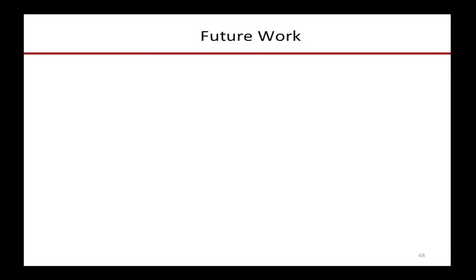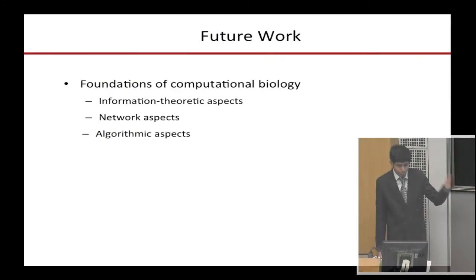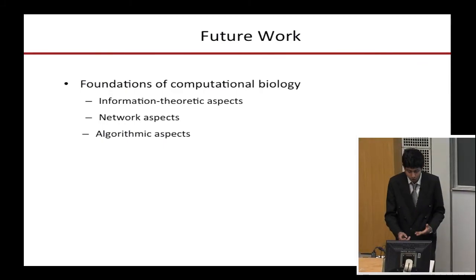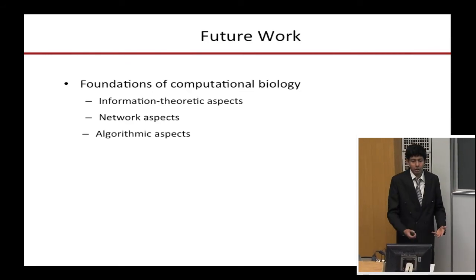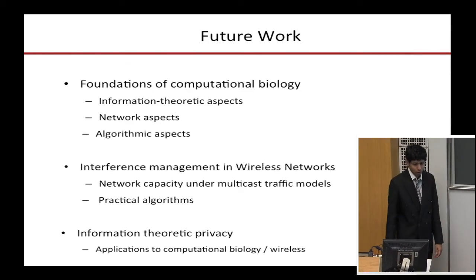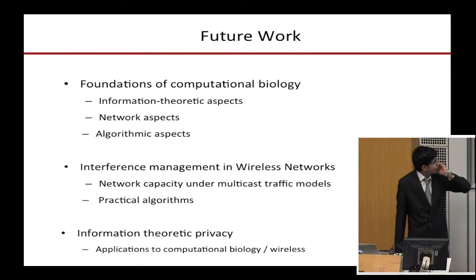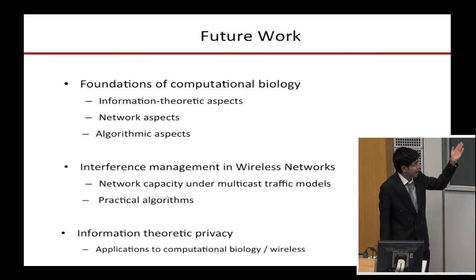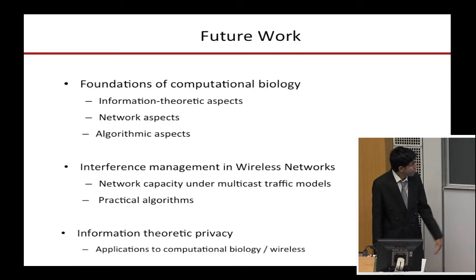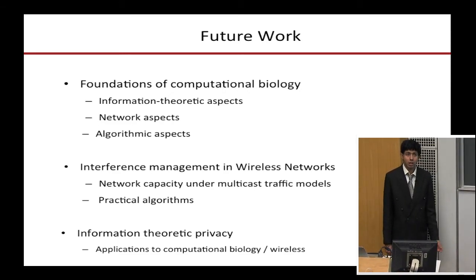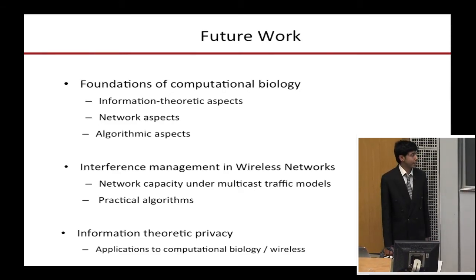So finally, I'll wrap up with some concluding thoughts on future work. One of my main focuses is to understand the foundations of computational biology using the information theoretic lens and the network theoretic lens, and developing algorithms that can basically achieve these information and network theoretic limits. The other areas that I'm also actively interested in are interference management in wireless networks, network capacity, and practical algorithms to achieve them. And finally, information theoretic privacy, primarily in applications to computational biology.